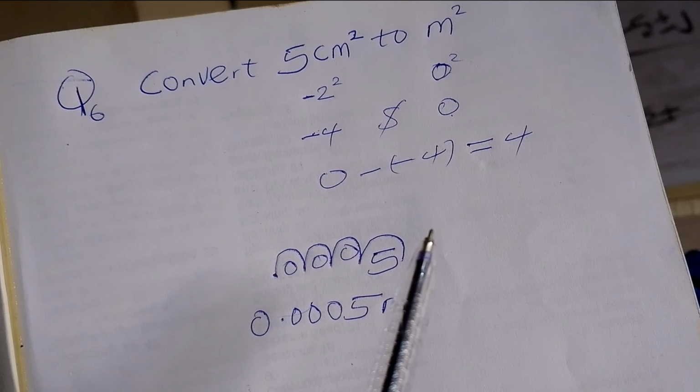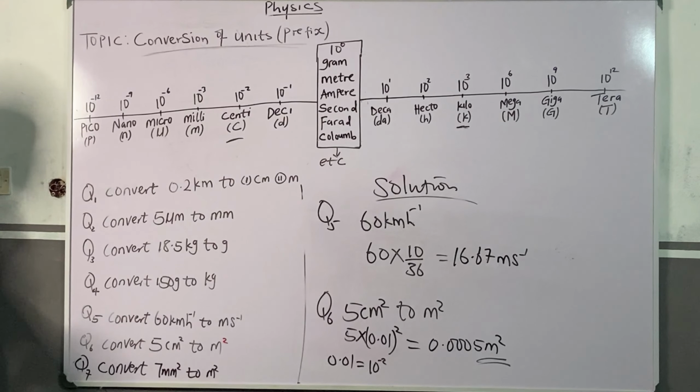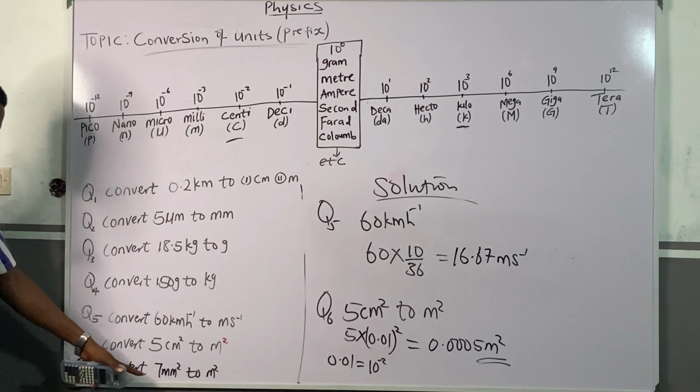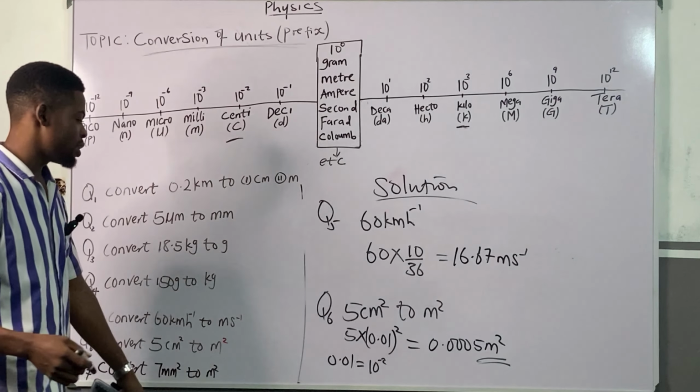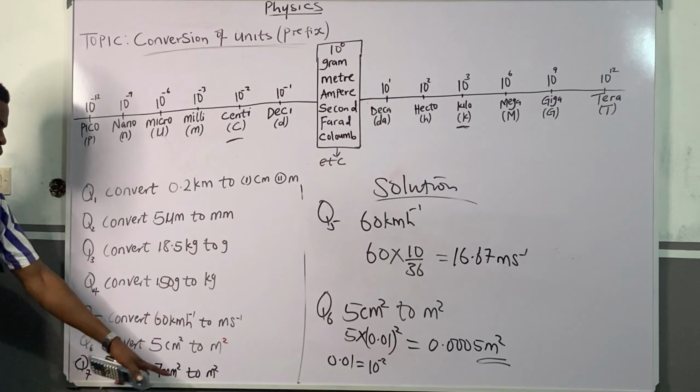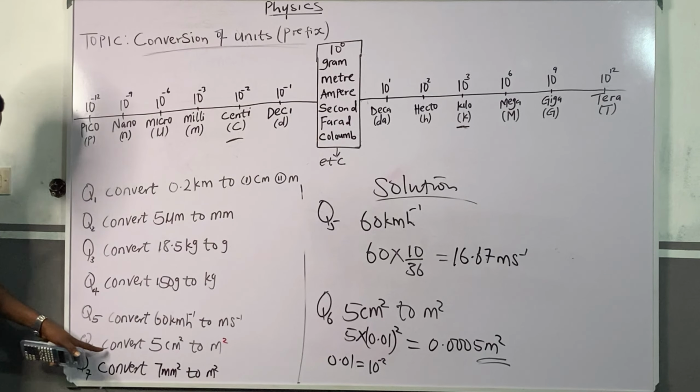So the point here is that when converting units of area, square the 2 prefixes before taking your positive difference. Then the last question here: convert 7 millimeter square to meter square. The same thing you did here, you will take a similar pattern as in question number 6.